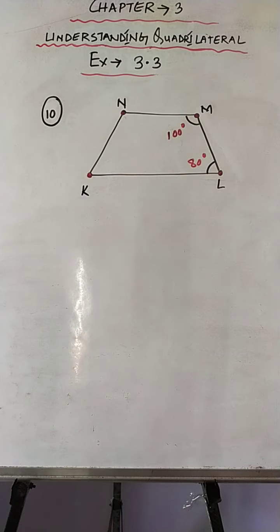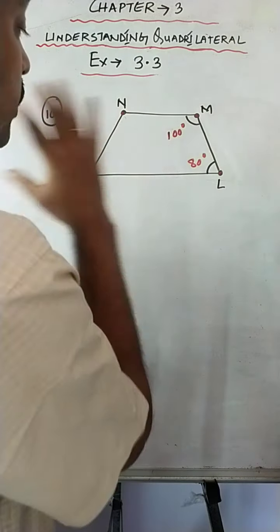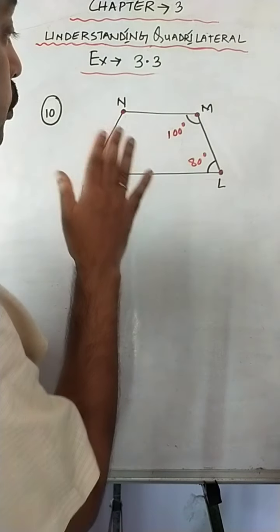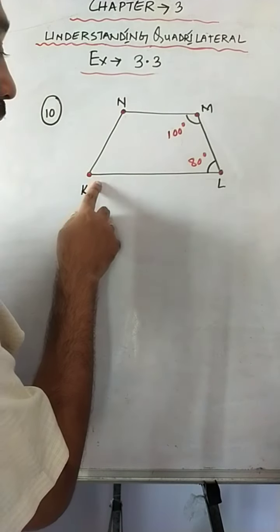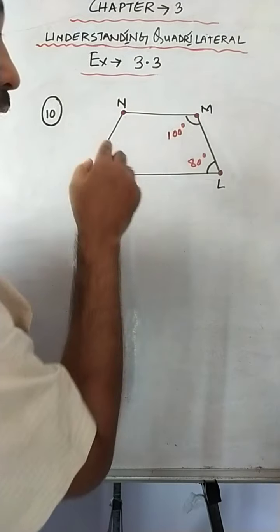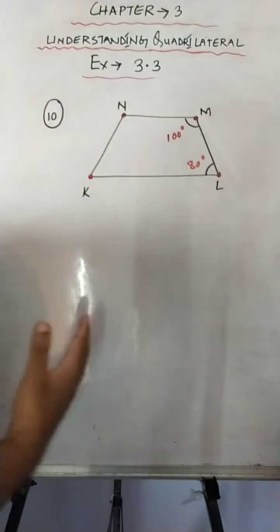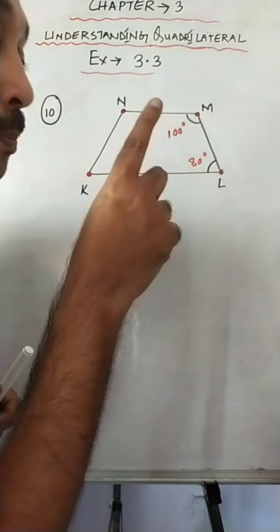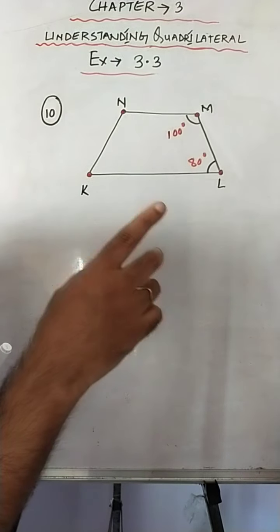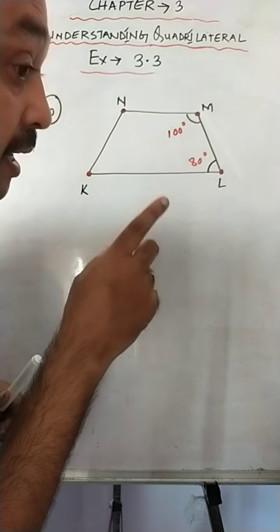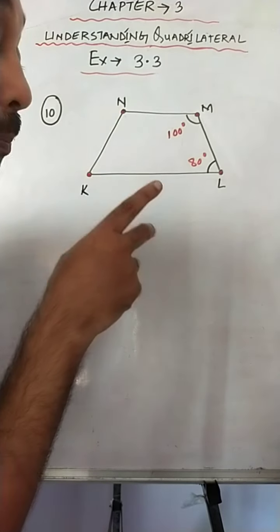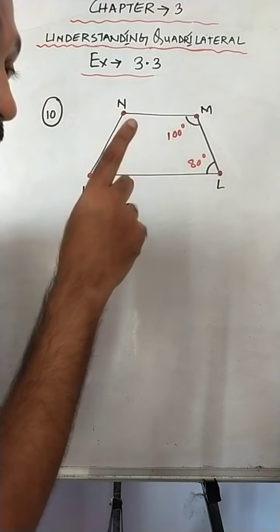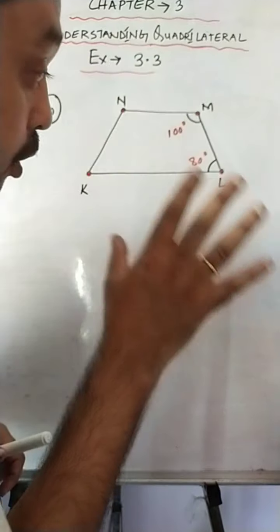So this is question number 10, students. So what we have to do with question number 10? In question number 10, you have to prove that a quadrilateral KLMN is a trapezium. Now a trapezium is a quadrilateral in which you will have only one pair of parallel lines. That doesn't mean that if those two lines are parallel, they should be equal. They just have to be parallel, not equal.